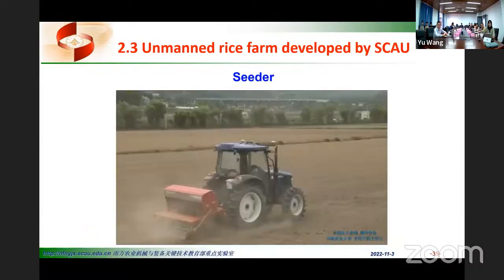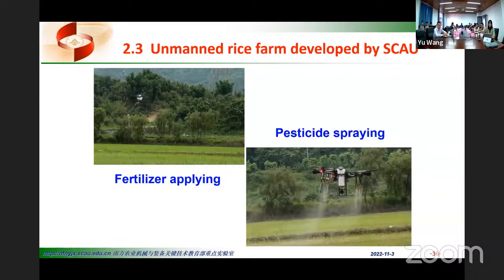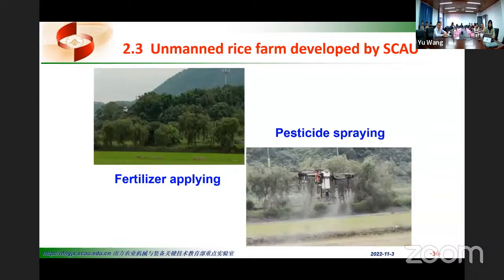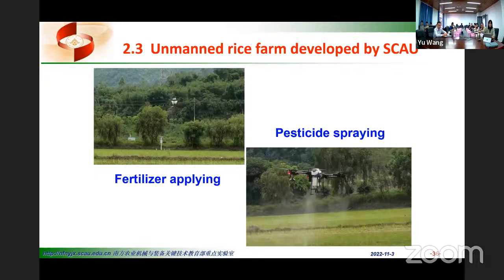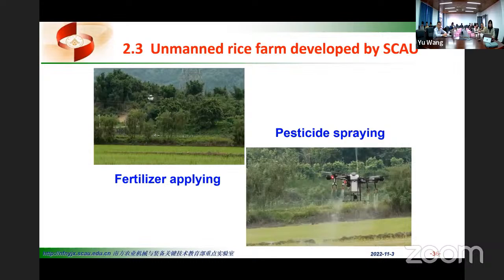The third production link is field management. The UAVs are used for pesticide spraying and variable rate fertilization. And this is an unmanned high-clearance sprayer.